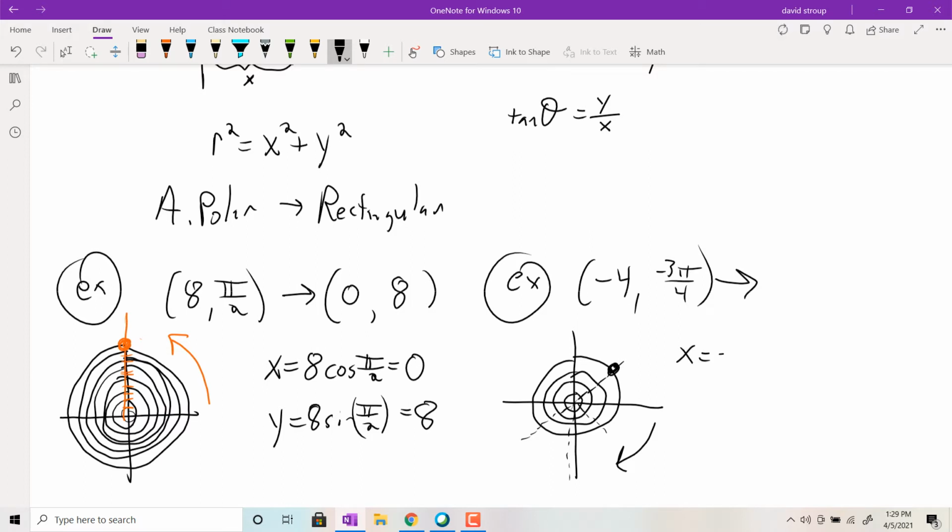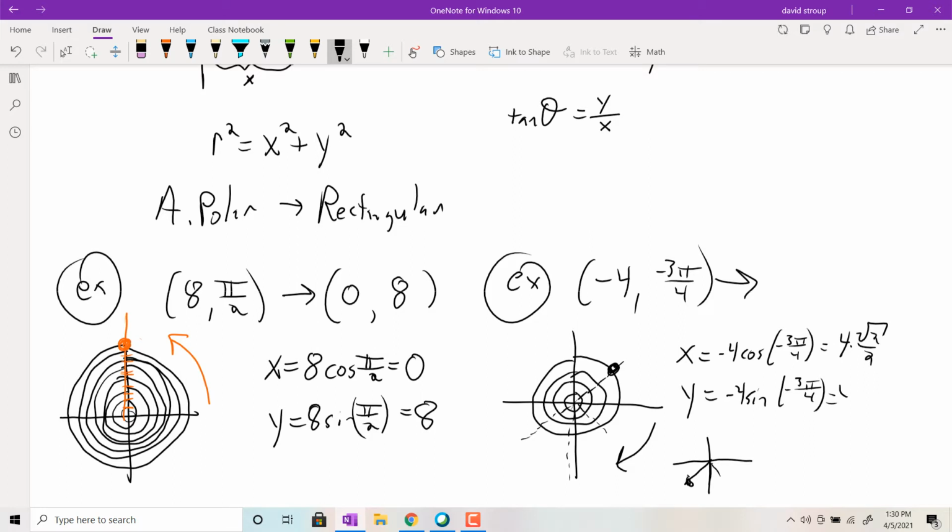This will be -4 cosine of -3 pi over 4. And y will be -4 sine of -3 pi over 4. I need to figure out the sign of cosine and sine. The reference value is radical 2 over 2, but I need to figure out what sign is cosine, what sign is sine. So -3 pi over 4, here's -1 pi over 4, 2 pi over 4, 3 pi over 4, is in the third quadrant. So cosine is going to be negative, and sine is going to be negative in that quadrant. So this will be negative times negative is 4 times root 2 over 2.